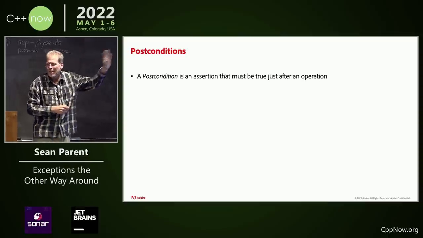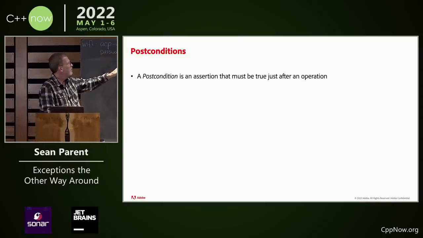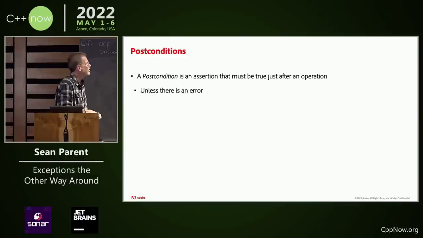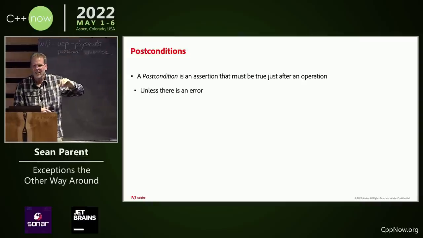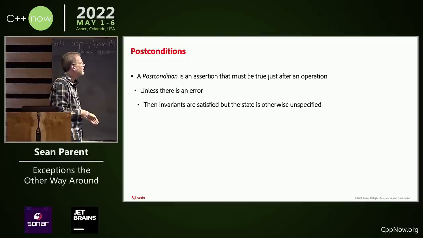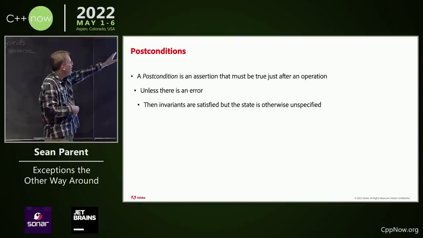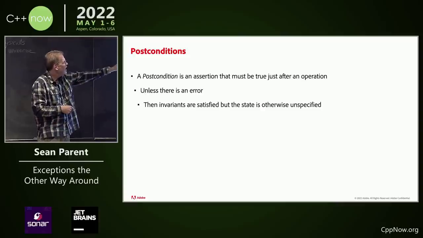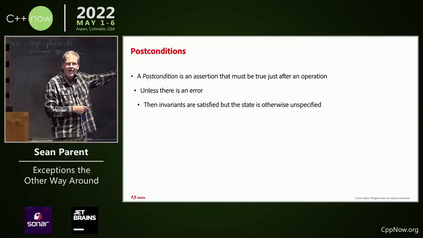So remember we had this statement before. We gave this definition of a postcondition: a postcondition is an assertion that must be true after an operation. And we said unless there's an error, but that's not sufficient. We have to say what the deal is after the error. Well, the exception guarantees tell us what to say, which is: unless there's an error, or if there's an error, then the invariants are still satisfied, but the state is otherwise unspecified. That's what the basic exception guarantee means.